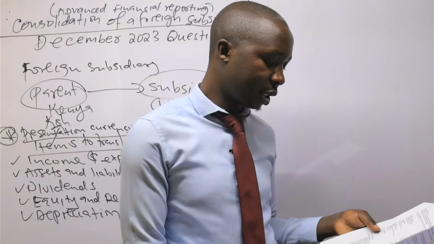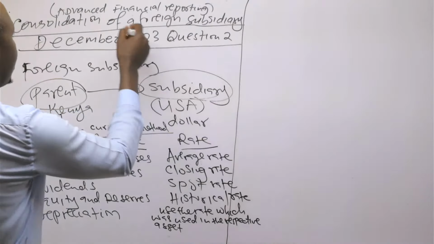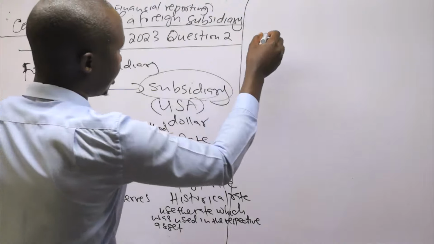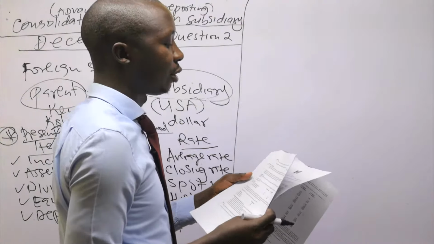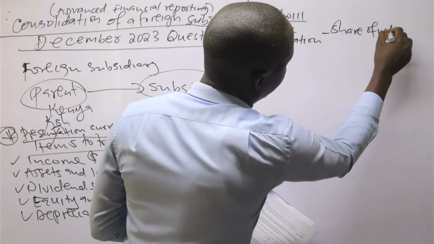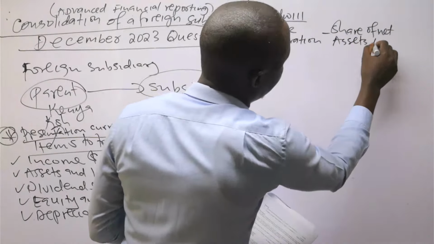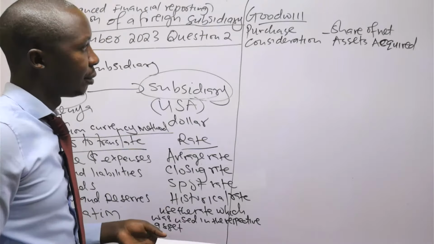So the examiner needs you to do two things. Goodwill. So remember that December 2023, question 2, Advanced Financial Reporting. The first thing the examiner needs you to do is the computation of goodwill arising on acquisition of S in Kenyan shillings. So goodwill, you know that it's purchase consideration minus share of net assets acquired.